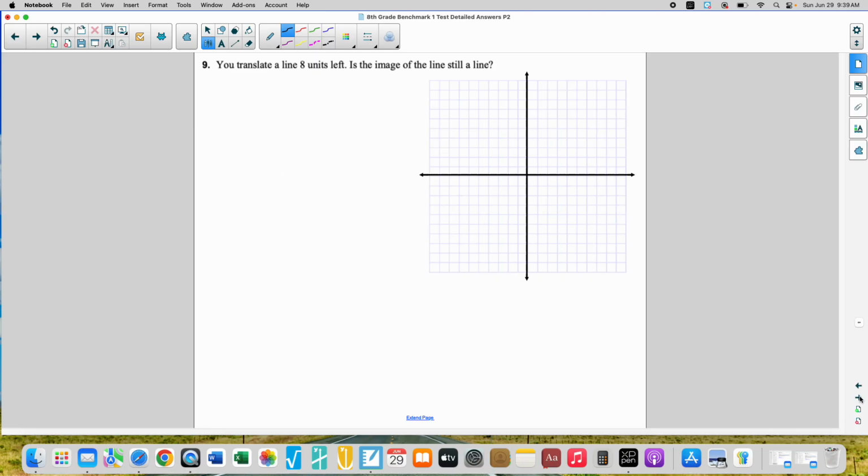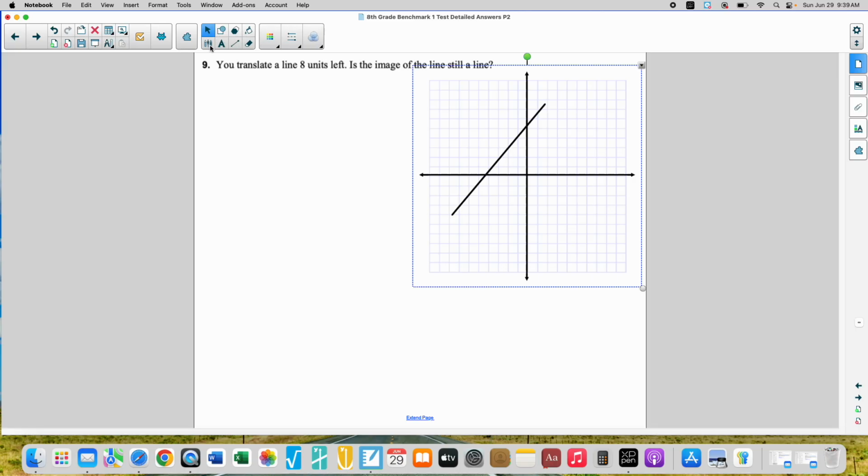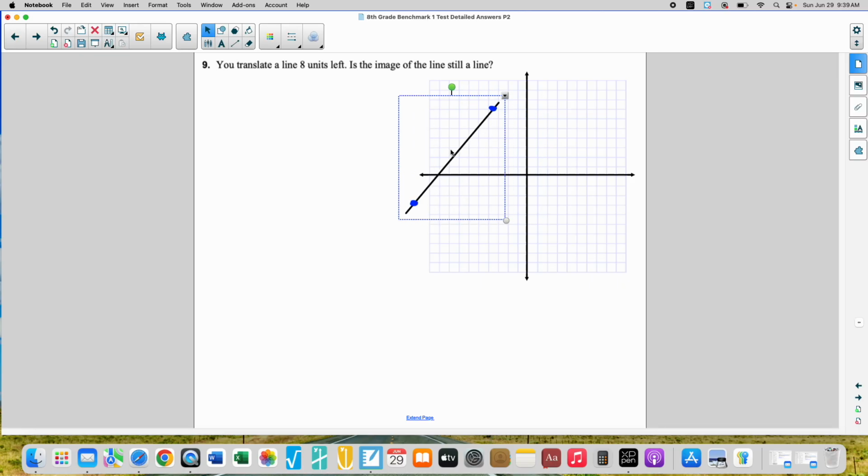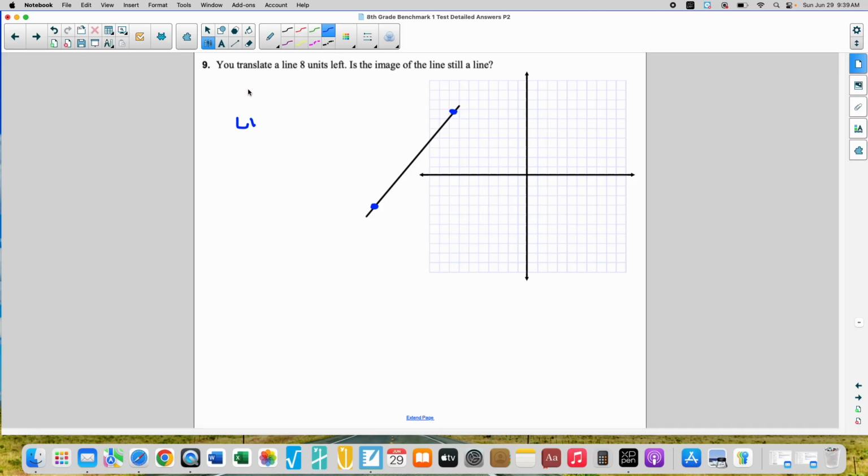You translate a line 8 units left. Is the image of the line still a line? Yes, translating it. So we'll take a line. We'll translate it 8 units to the left. So we can take the points. Here's a point, we'll take a point here, we'll take a point here. And if we translate it, if we move it, let's group those together. If we translate it 8 units to the left, it's still a line. Yes, still a line.